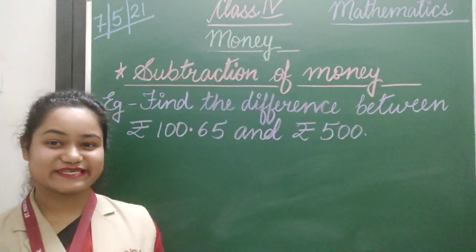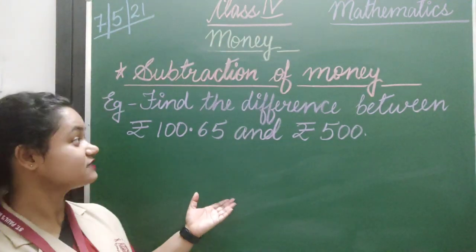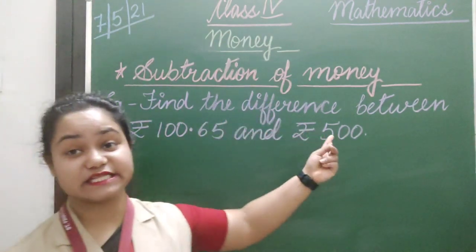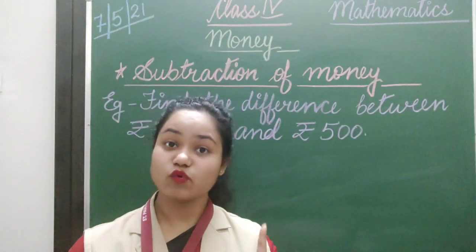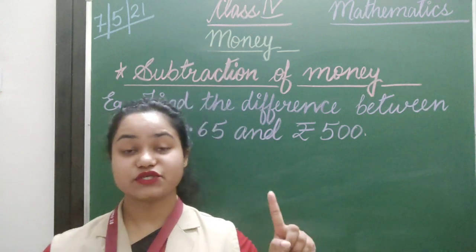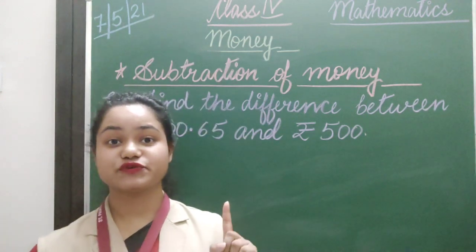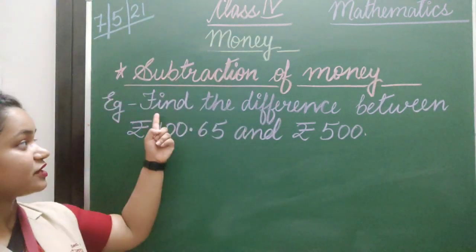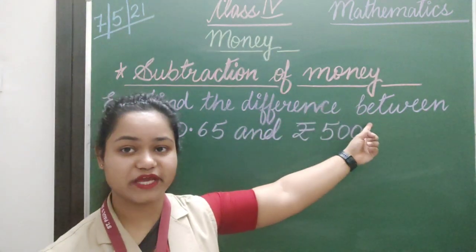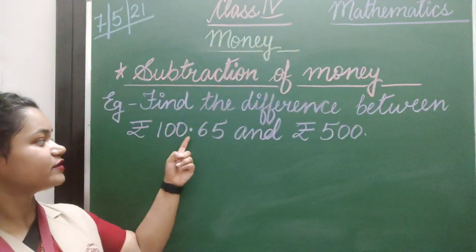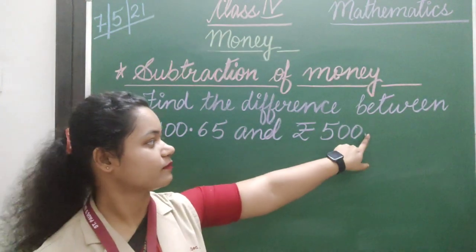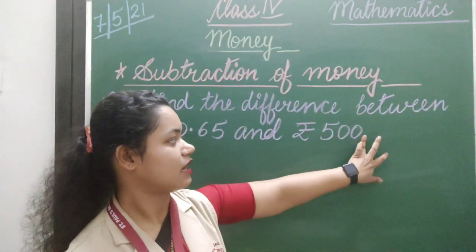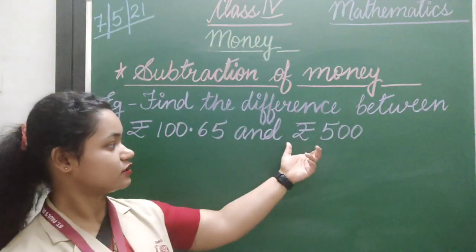Alright, so this is the last question of this class. Find the difference. Difference means you have to subtract. Sum means you have to add. Understood? Sum means you have to add. Difference means you have to subtract. So, find the difference between rupees 100.65 and rupees 500. Full stop. This is not a point, okay? I'll remove this. Okay? Rupees 500.